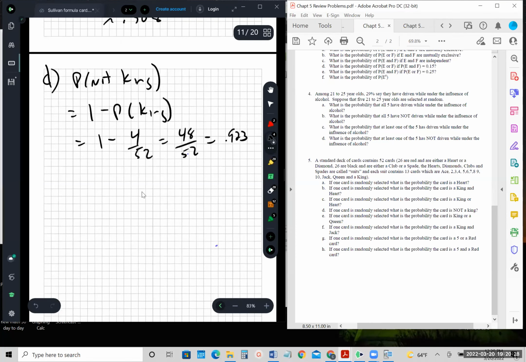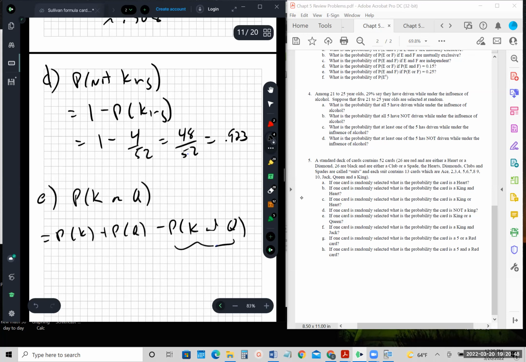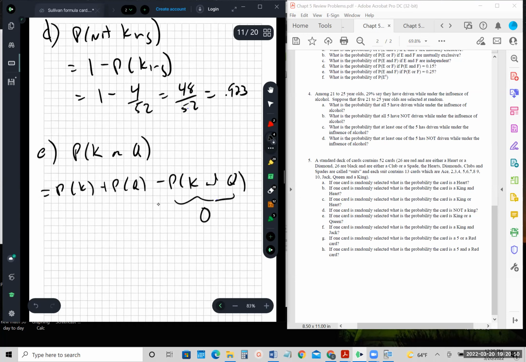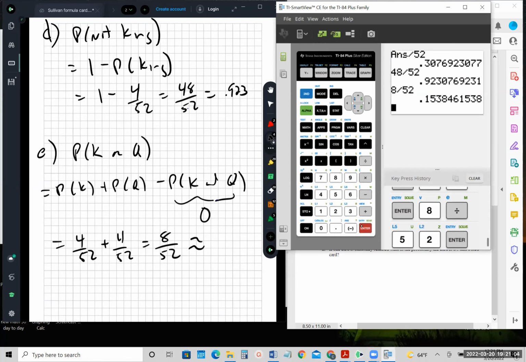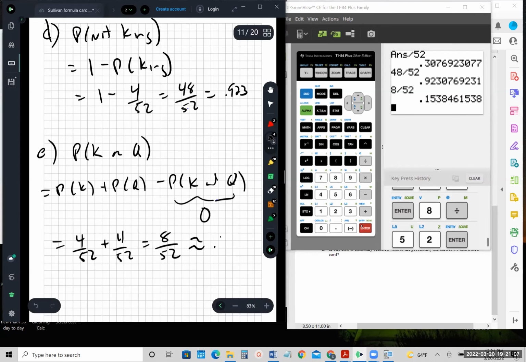Okay, and then we can do E. If one card is randomly selected, what is the probability it is a king or a queen? So the probability of a king or a queen. Normally that would be the probability of a king plus the probability of a queen, and then minus the probability it's a king and a queen. But by design of how the deck is made up, the probability of a king and a queen is 0. You can't be both. So this would be 4 out of 52 plus 4 out of 52, or 8 out of 52. So let's do 8 divided by 52, and I get 0.154 roughly.